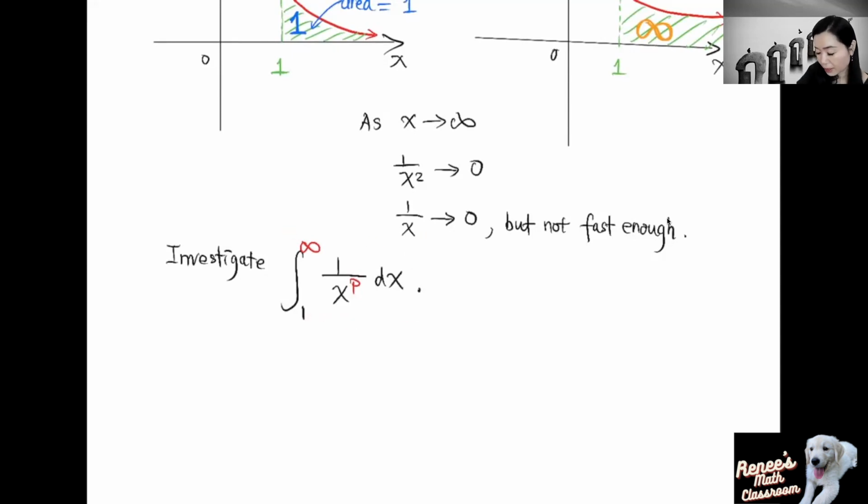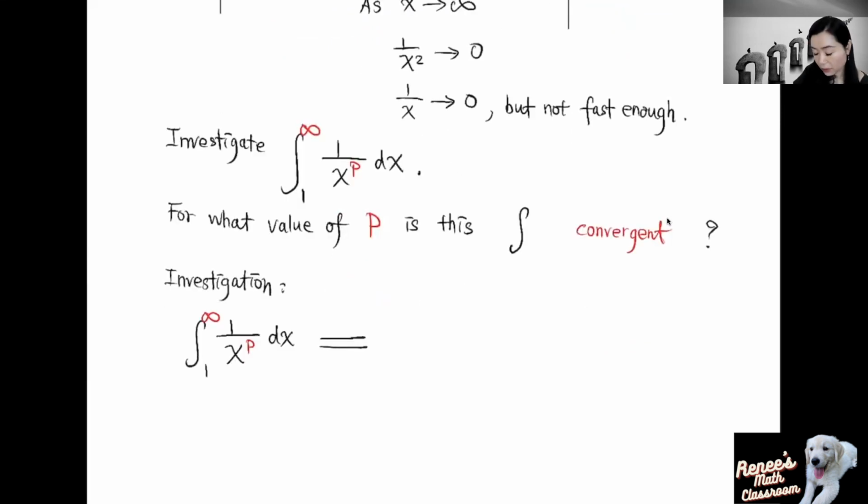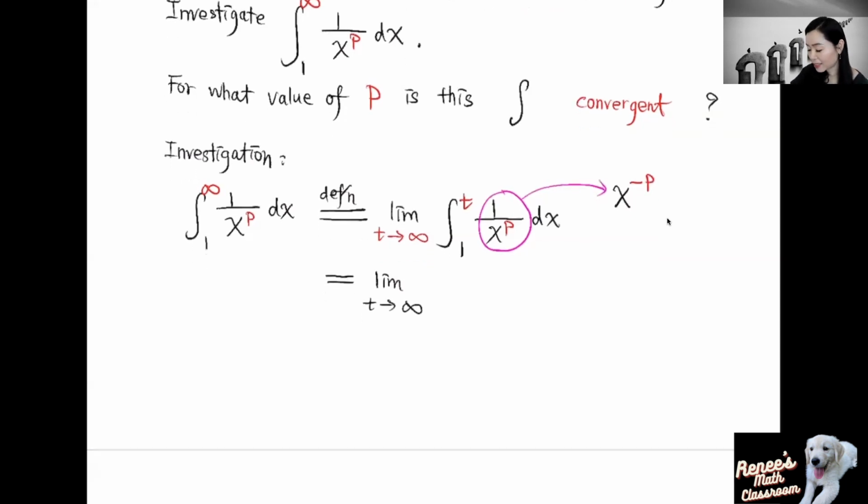Okay, so now let's investigate this. We have this integral, and we're going to express it by the definition. Remember the definition for improper integral: it's the limit of this proper integral. Replace infinity here by t, and then let t go to infinity. So what's the antiderivative of this one here? You can rewrite this as x to the negative p power, right?